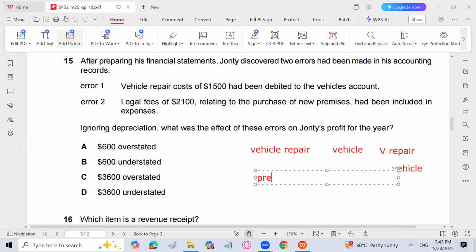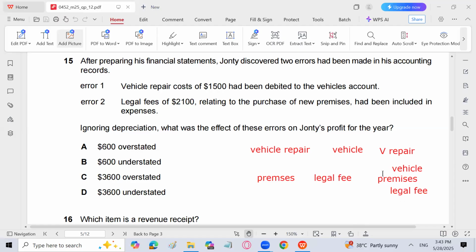You need to debit premises actually, but instead of debiting premises, because of the legal fee, the cost of purchase of premises should be part of premises. It is not an initiation of business expense. It's a capital expenditure. So legal fee will be credited and premises should have been debited.